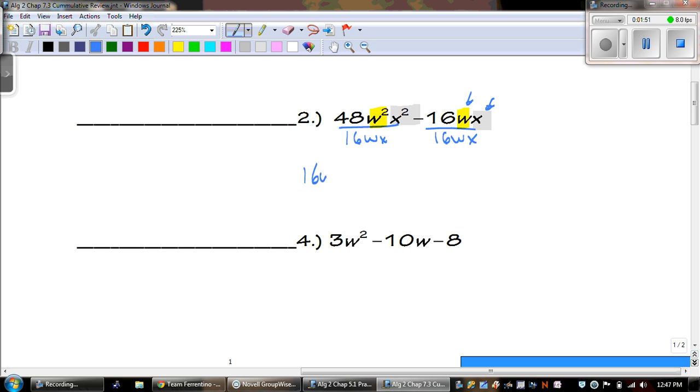The GCF goes out front, and then we write the remainder inside of the parentheses. 48 divided by 16 is 3. And then we subtract the exponents. And then 16 divided by 16 is 1. And everything else cancels out. So that's our final answer. We write our final answer on the line.